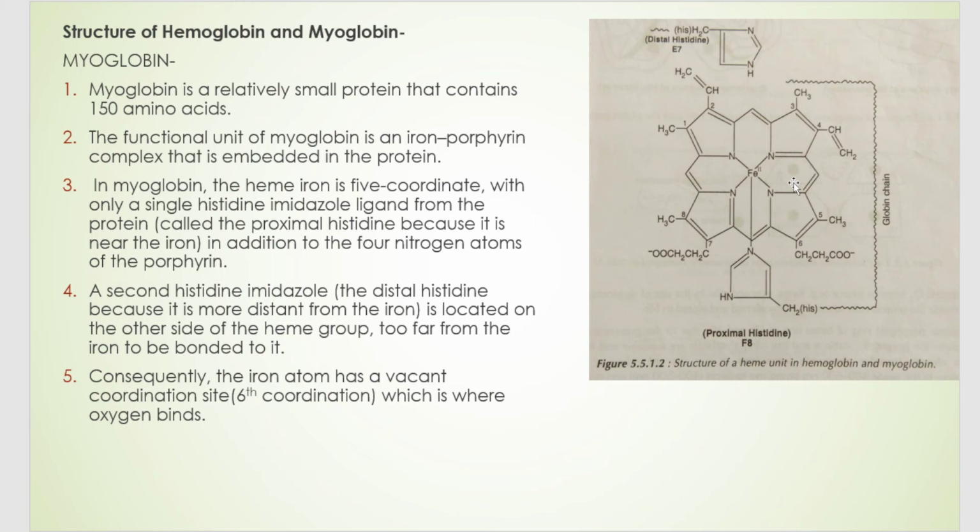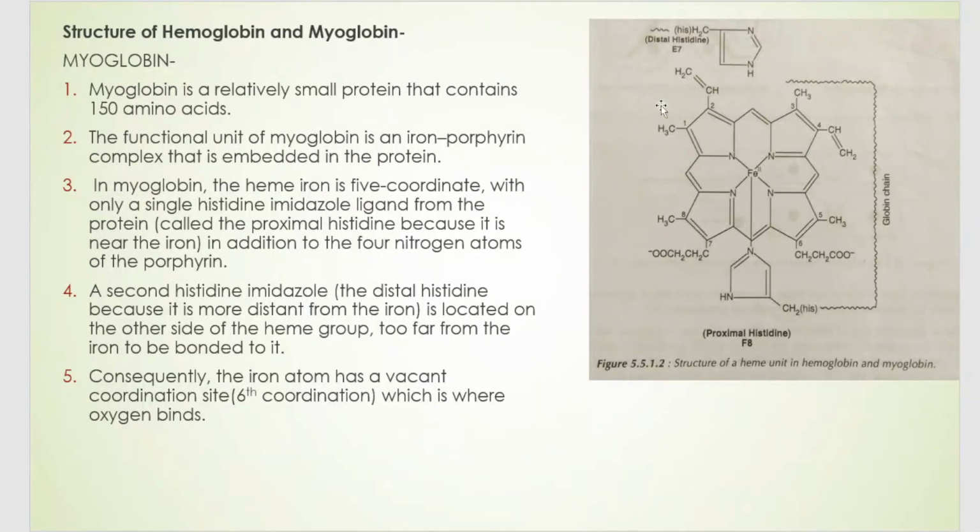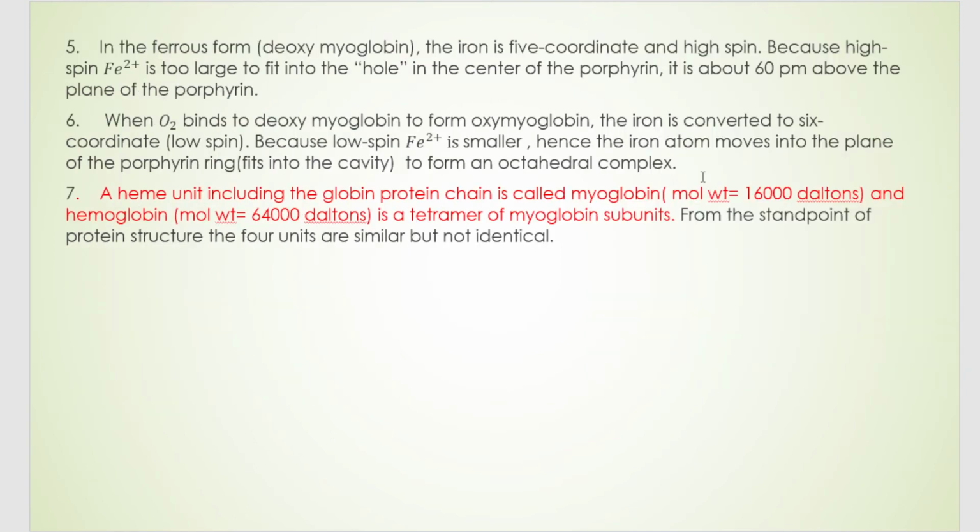In deoxymyoglobin, you can see this Fe2+ around 60 picometers above the plane, whereas in the oxy form it is in low spin state, so it exactly fits into the center of the porphyrin ring. Okay. Next, a heme unit including the globin protein chain is called a myoglobin. Now you understood from the structure that one heme unit containing the globin chain is nothing but your myoglobin, and it has a molecular weight of around 16,000 Dalton.